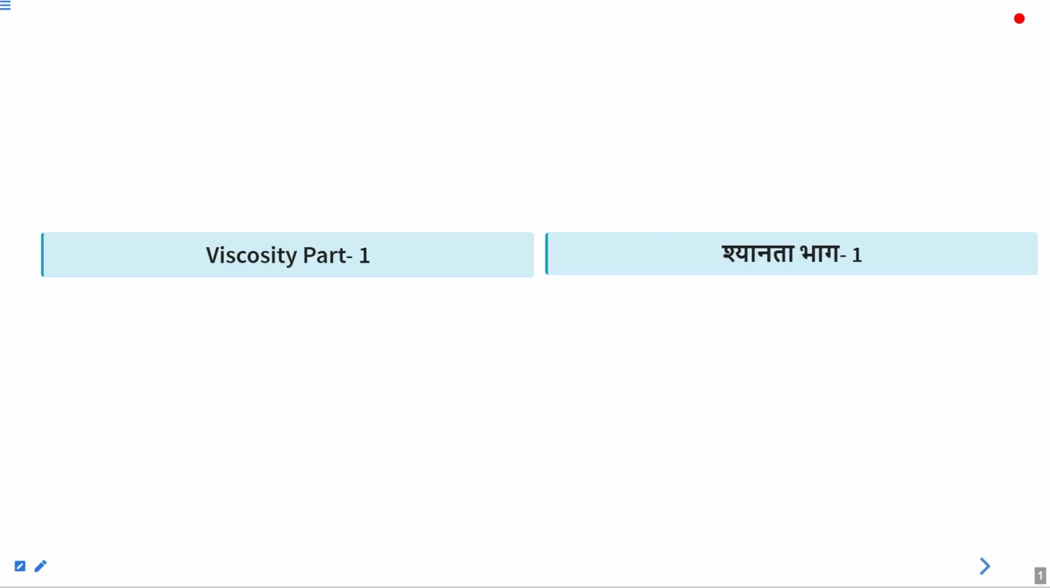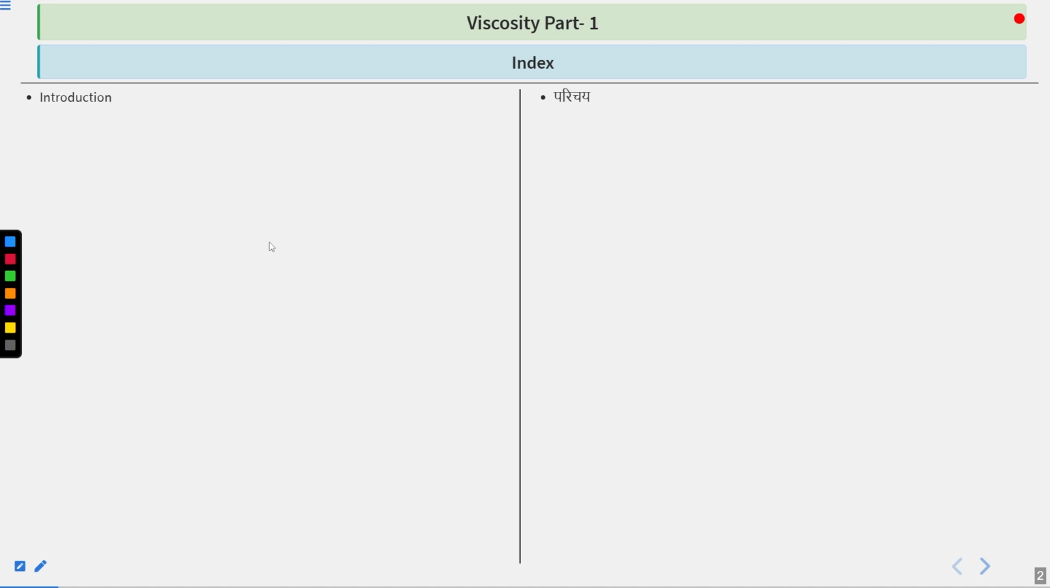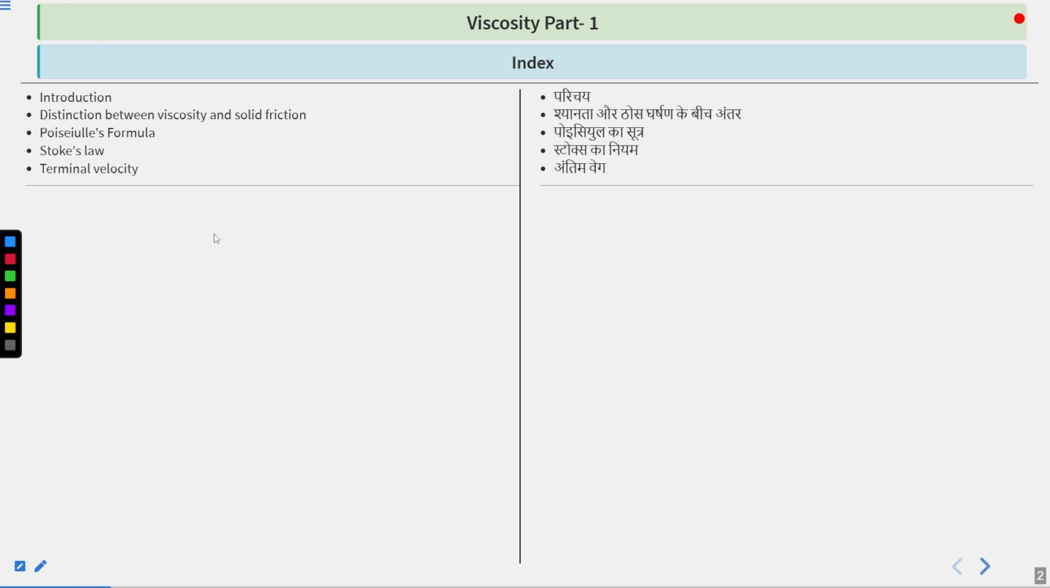So students, as you can see here, in this lecture we are going to start the discussion over viscosity. Okay, and this is going to be our part 1. In this lecture we will talk about the introduction, the distinction between viscosity and solid friction, Poiseuille's formula, Stoke's law, and terminal velocity. So these are going to be our contents for discussion.